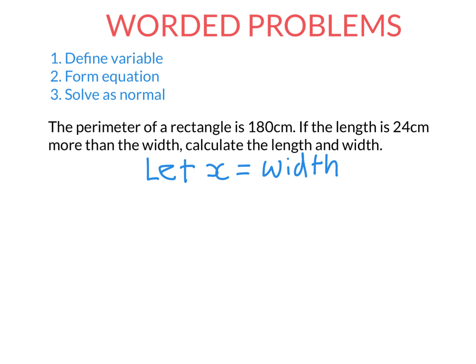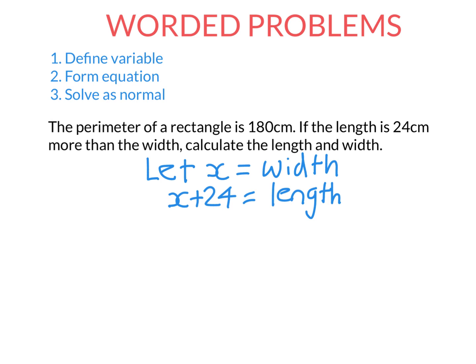So if the width is x and the length is 24 centimeters more, the length is going to be whatever the width is plus 24. That means 24 more than x. So we have used the same pronumeral to define both quantities. That's step one done. That's what it means by define the variable.